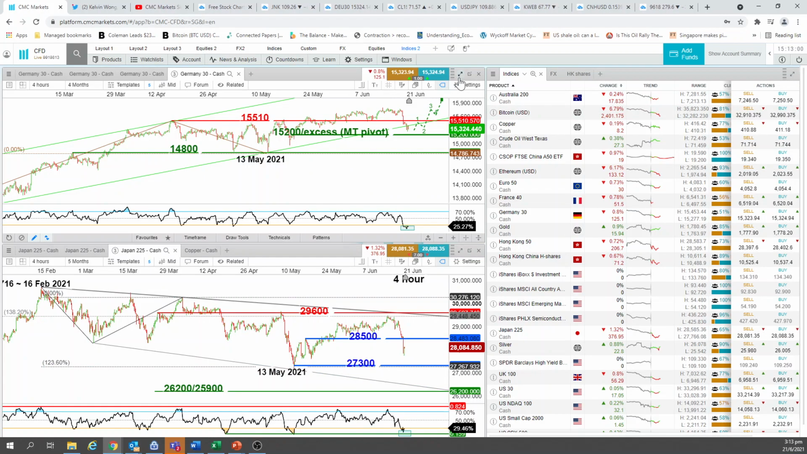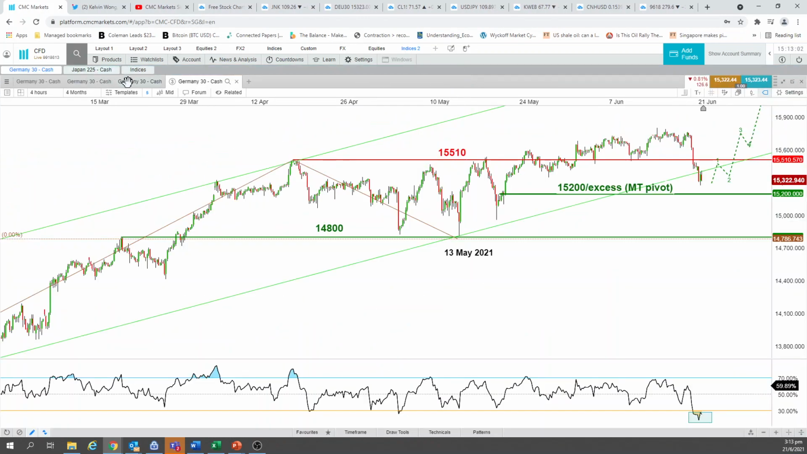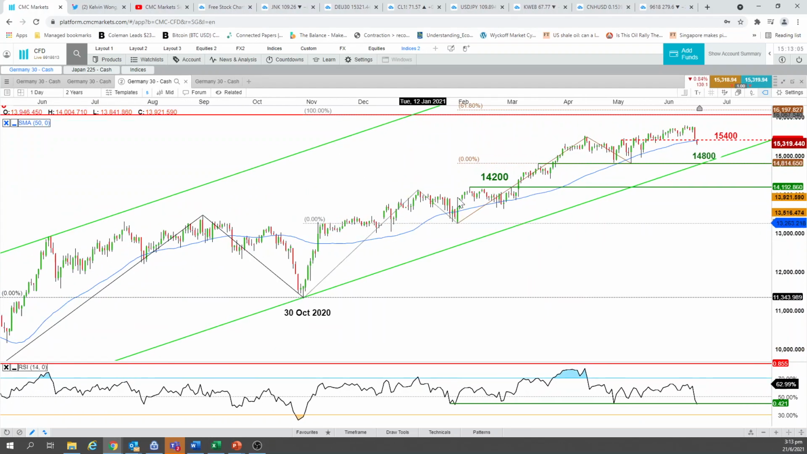For the German DAX, go to the daily chart. Over the daily chart, we could see that previously there was a support level that I had last week at about 15,400 slash 15,300, a key medium-term pivotal support to maintain a further potential push up.